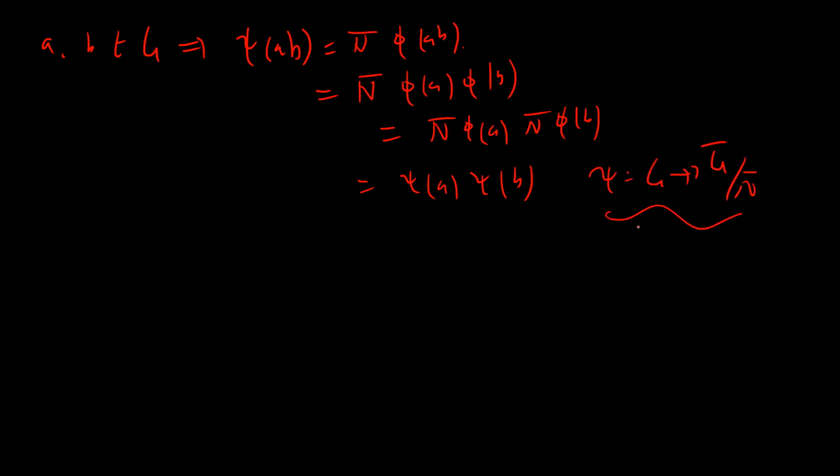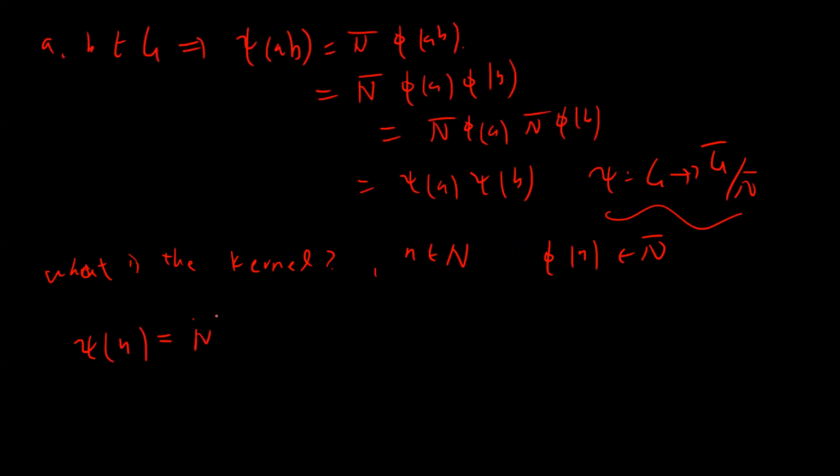Okay, so we ask what is the kernel. Let's see. If n belongs to N, then phi of n will be in N bar, right? So psi of n will be N bar phi of n. But phi of n is in N bar, so this is the identity N bar. So you know that N is a subset of the kernel.